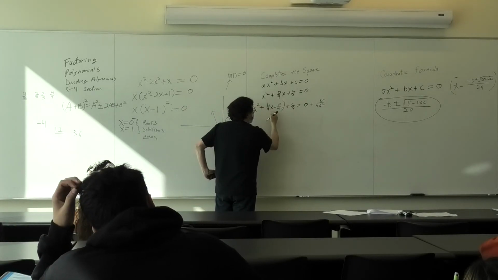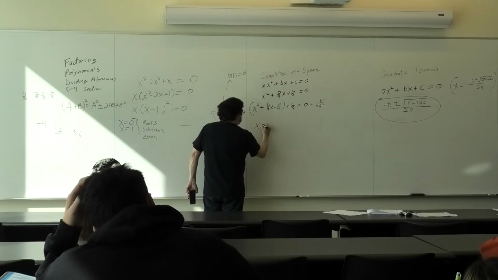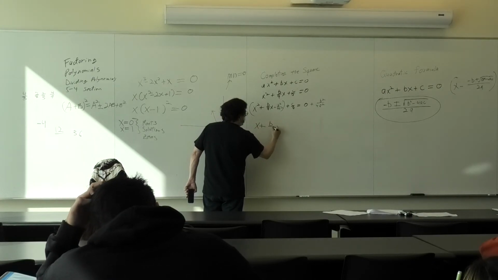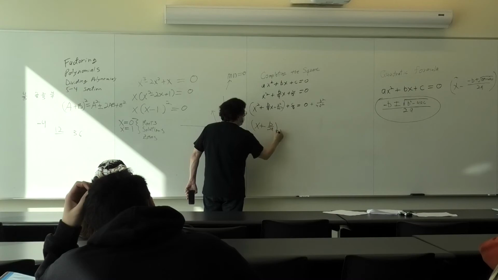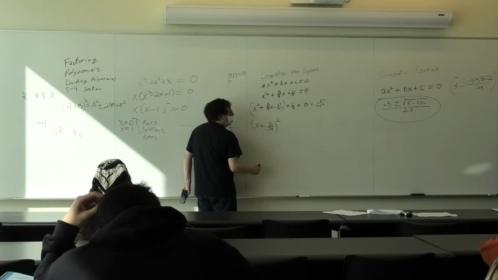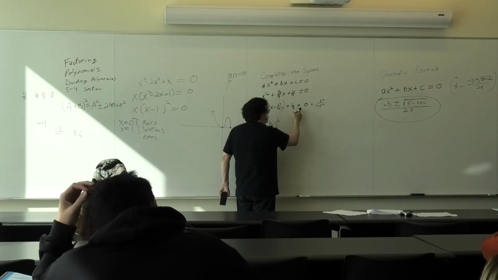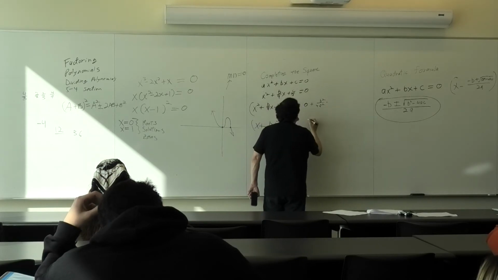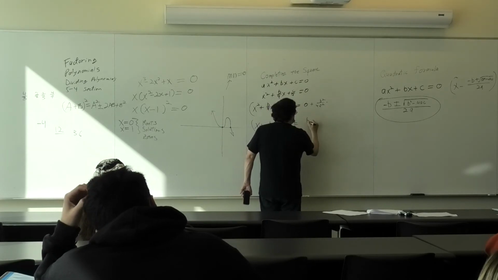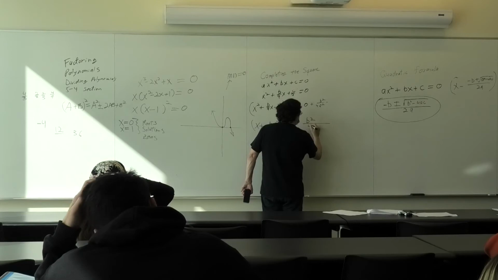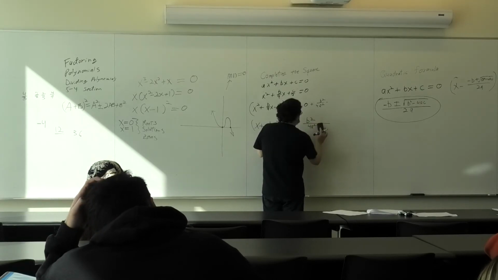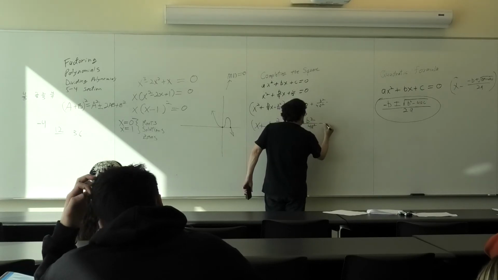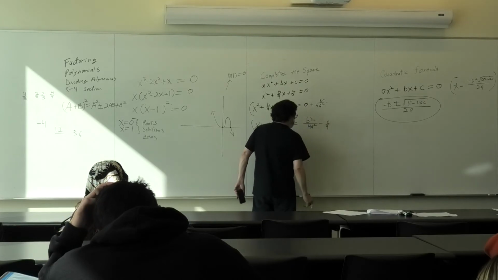Now I have my perfect square here: x plus b over 2a, squared. And I'm going to subtract c over a from both sides. So I get b squared over 4a squared minus c over a.